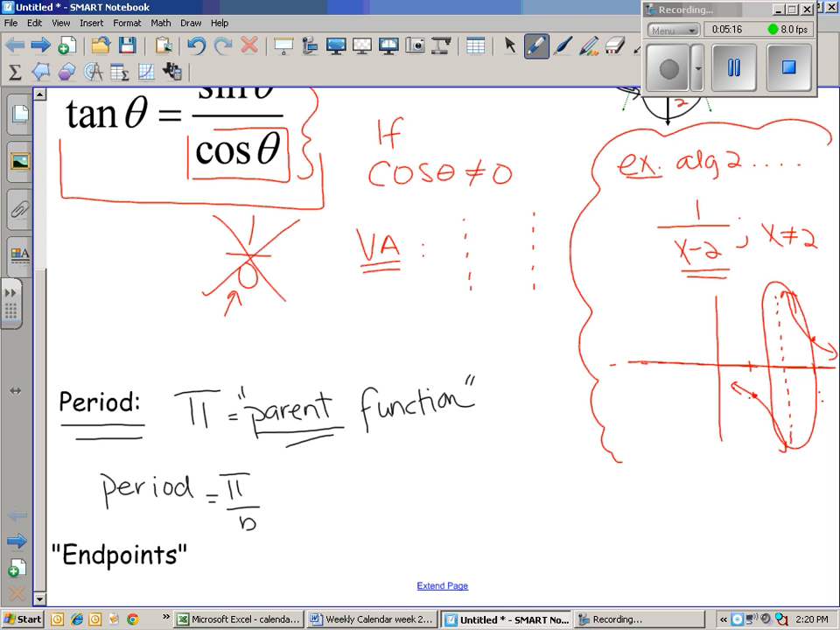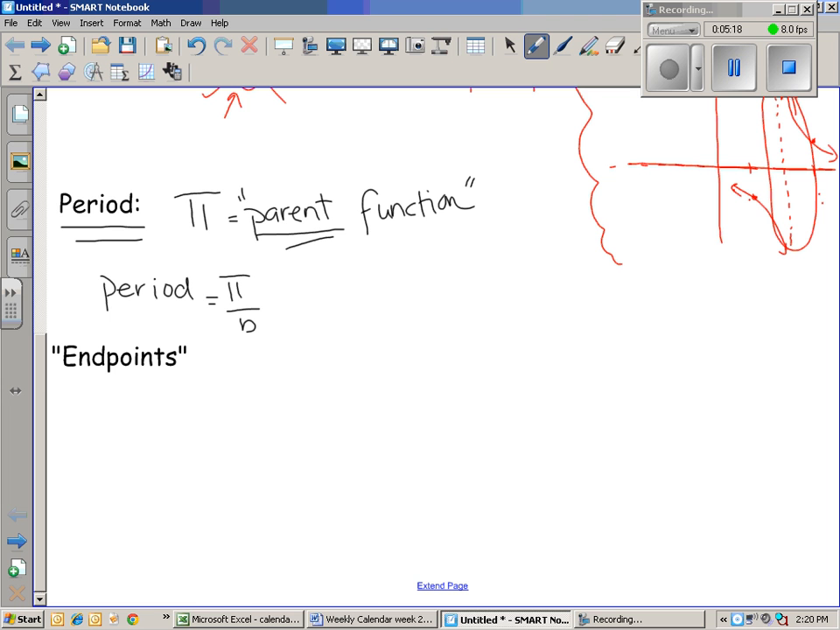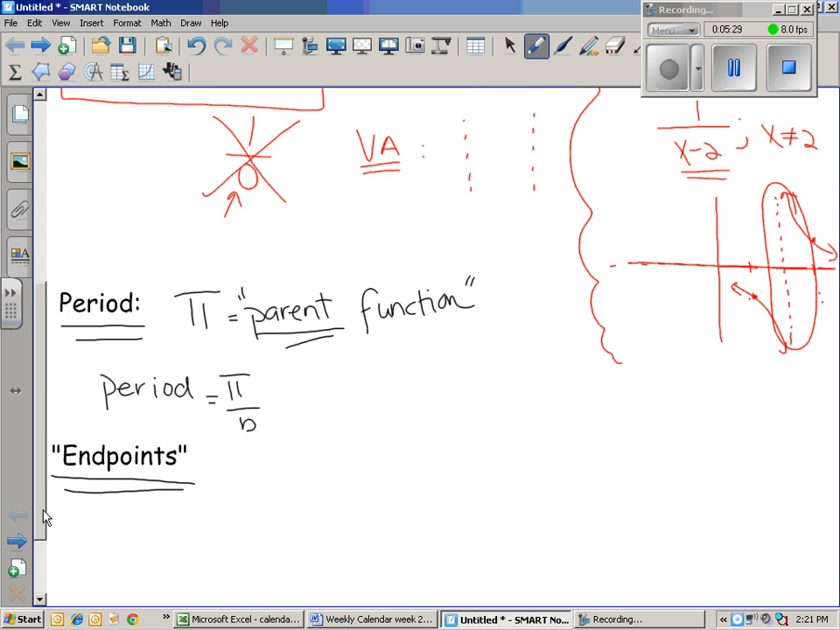Okay, we'll come back to the b. Now, what I would say to you is when we look at the endpoints, and again, remember, endpoints is in quotations because that is a very loosely used term. There are no ends, right? It goes on forever and ever and ever.